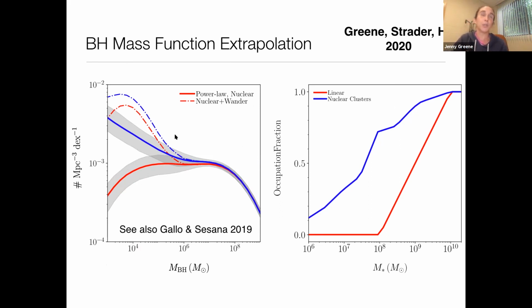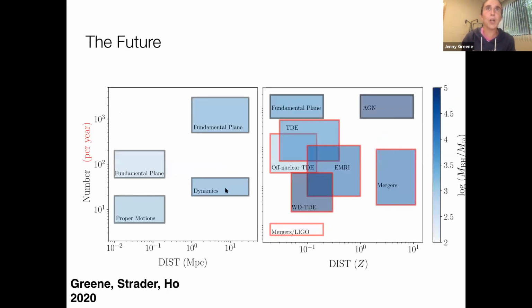But these sorts of things are important for making predictions for LISA and extreme mass ratio inspirals and things like that. So with that, I will put up this slide about all the awesome ways we're going to unlock this IMBH question in the next decade, and I can take questions.